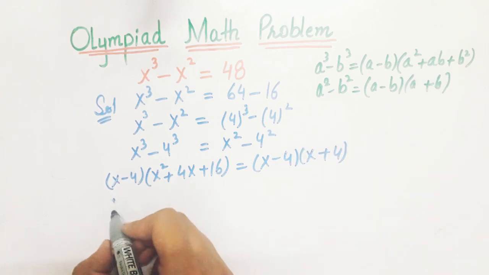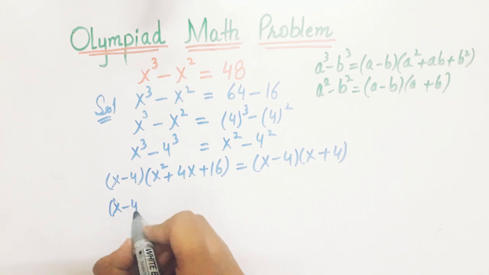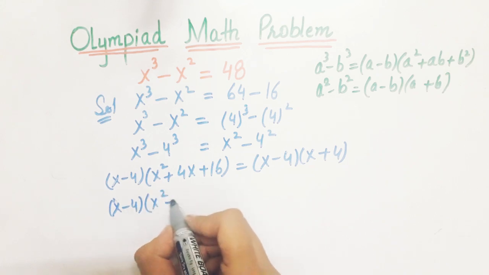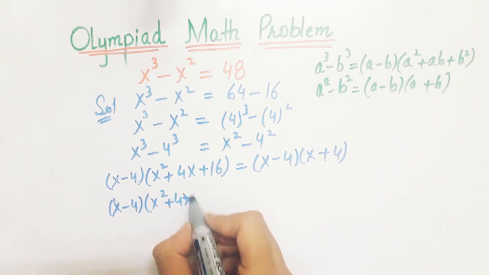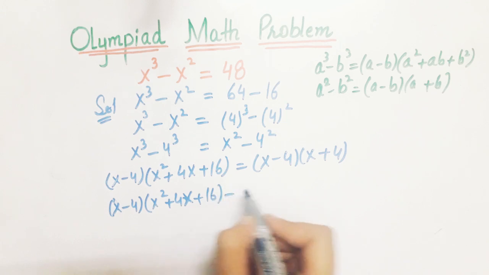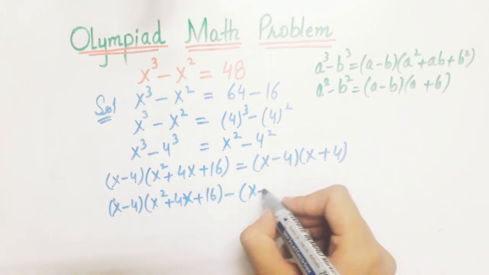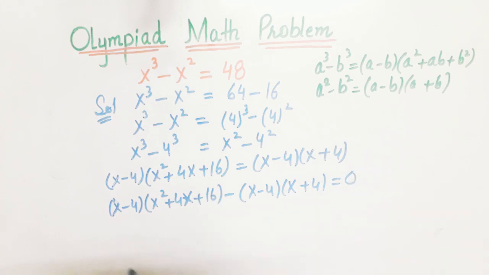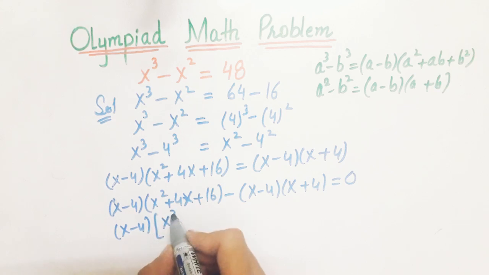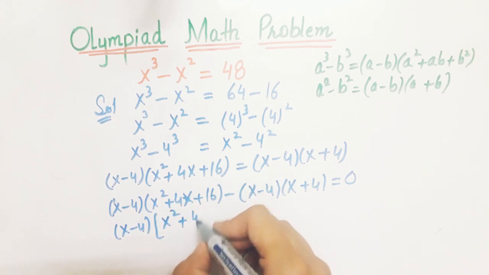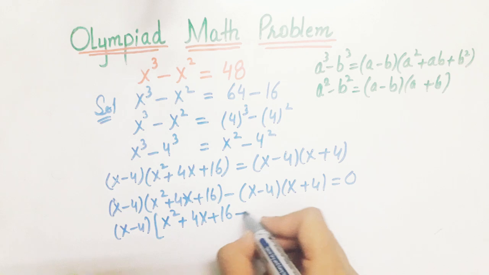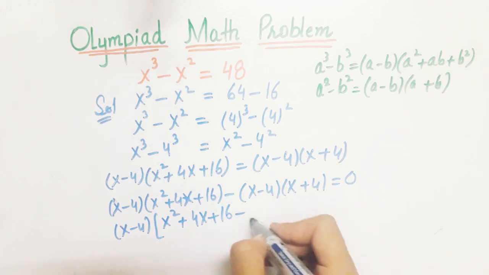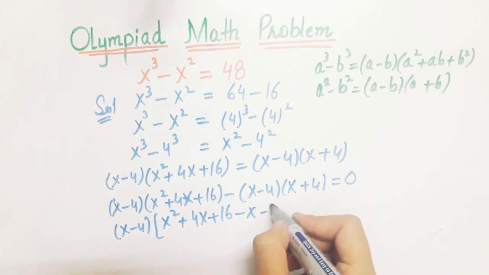Now we will solve this further as x minus 4 into x square plus 4x plus 16, minus x minus 4 into x plus 4, and that equals 0. Now we will take the common factor x minus 4, and the remaining will be x square plus 4x plus 16, and minus will be minus x minus 4.